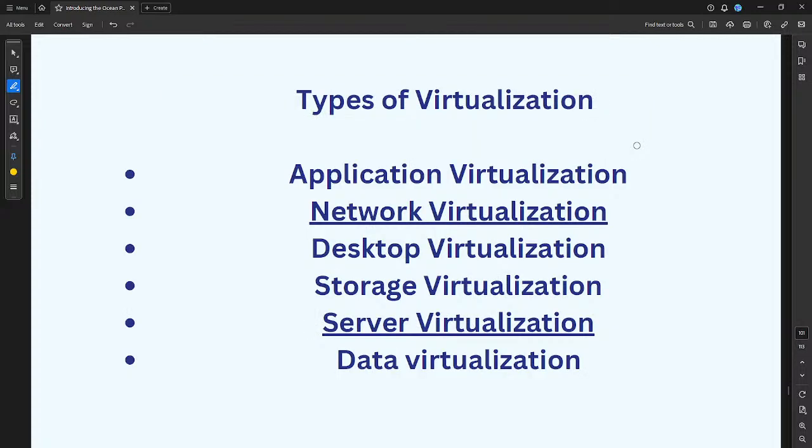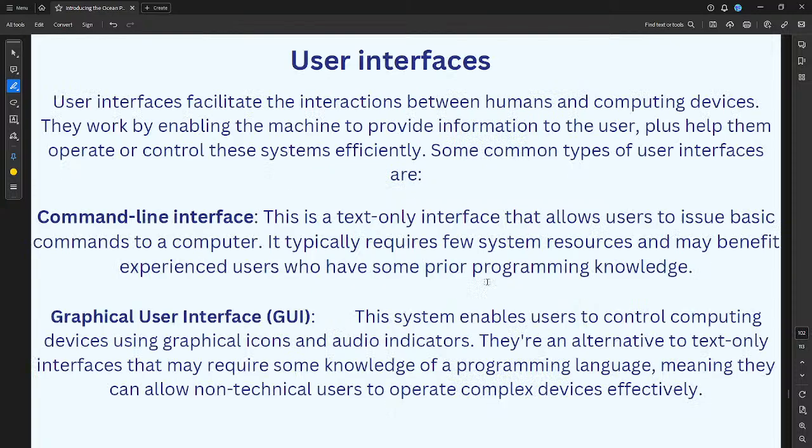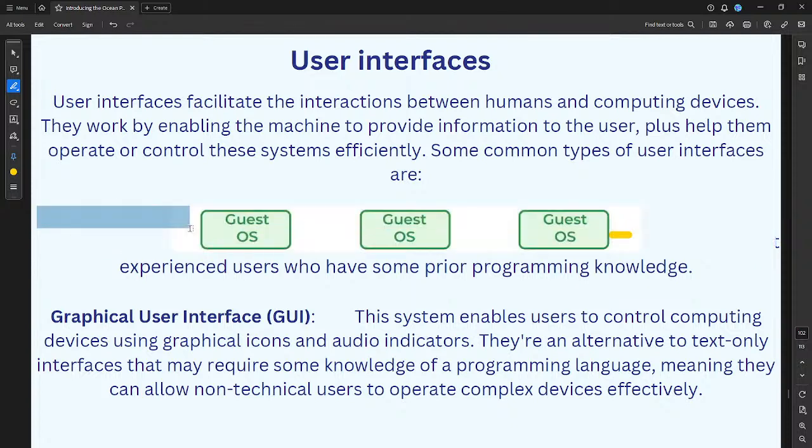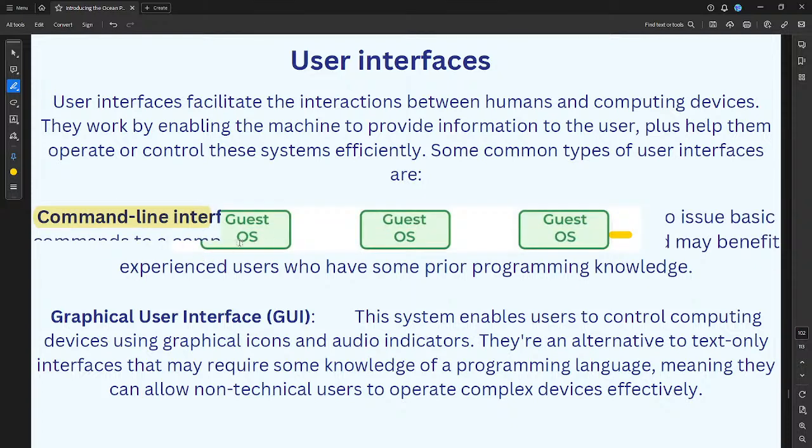So we have different forms of virtualization. We have application virtualization, network virtualization, desktop, storage, and server. So virtualization is used for different purposes. On these types of virtualization, we have different interfaces that are being used to operate or control these systems efficiently. We have the command line interface as one.